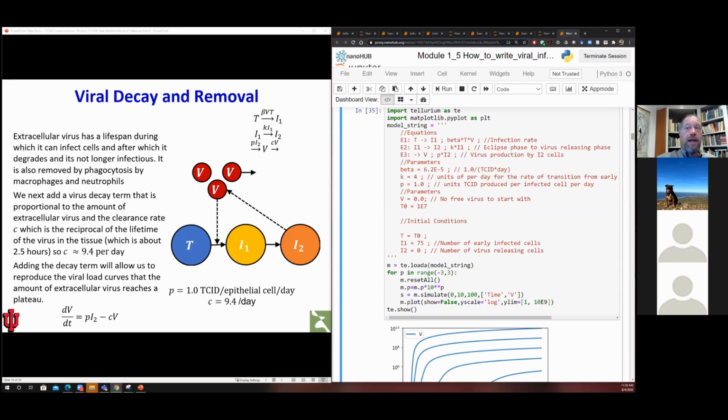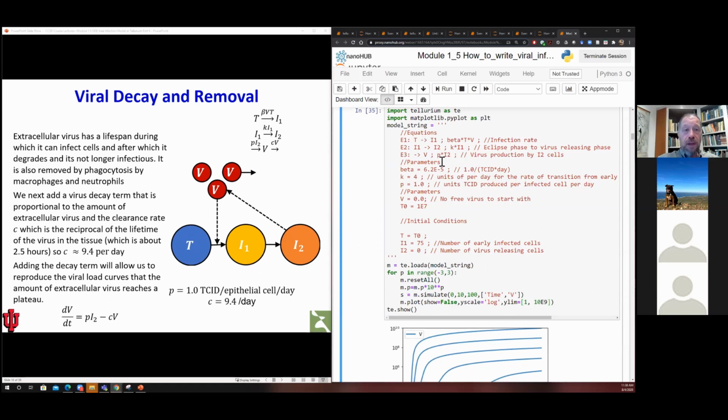So we're going to add a term. For the level of the virus, dV/dt, we had P times I2 as the production, minus C times V. I'd like you to go in and add a decay term to your equations. I'll let people think about how to do that for a second. How are you going to add that in the context of tellurium antibody?